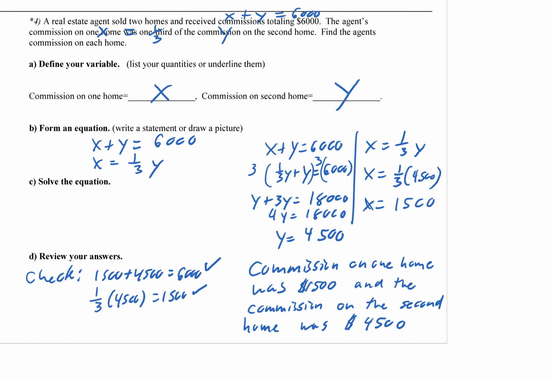For the next equation, you should have had x and y, of course, and then x plus y is 6,000, and x equals 1/3 y for the equation. So it says here that they had a total commission of 6,000. Total means you add them up. And then the agent's commission on one home, which is x, equals 1/3, and then of the commission on the second home. Commission on the second home was y. So x equals 1/3 y.